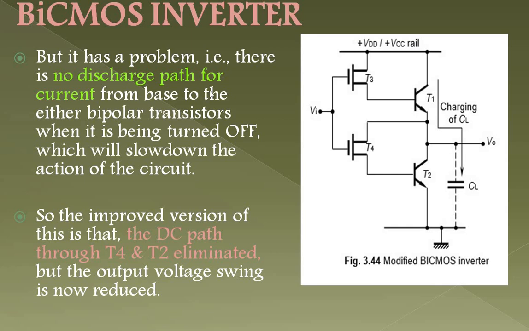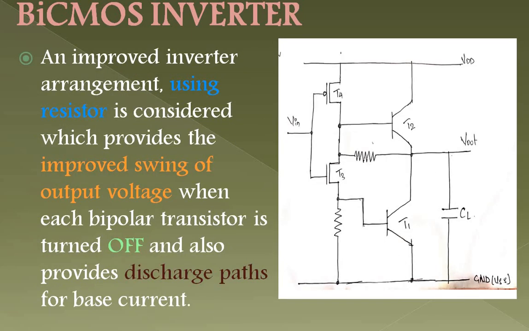But one more drawback we have obtained there: the output voltage swing is now reduced. You have to get the proper output voltage swings. If you are not getting the proper output voltage swings, then it will be a drawback for your circuit. So as to improve that, we are using resistors in between these transistors, to get the proper swings.